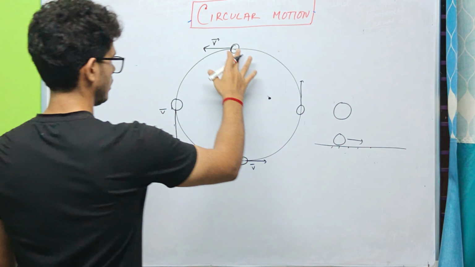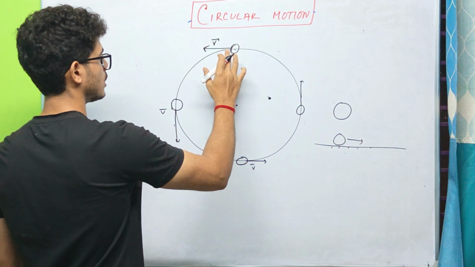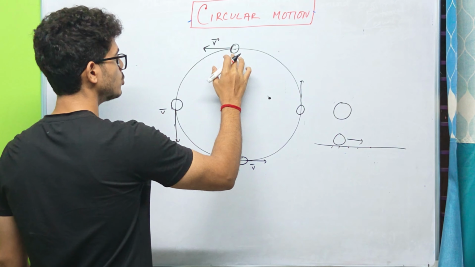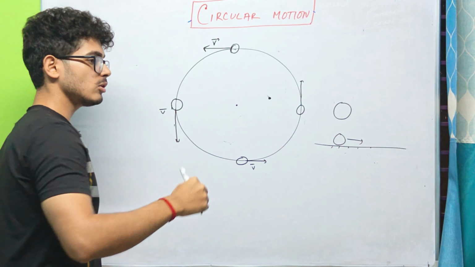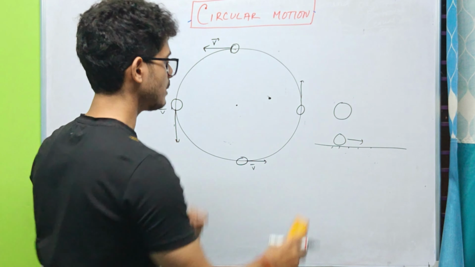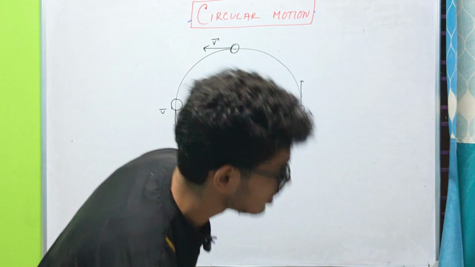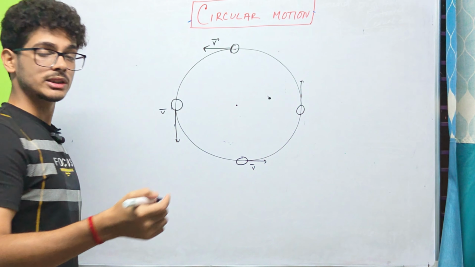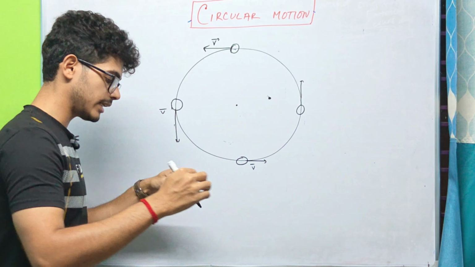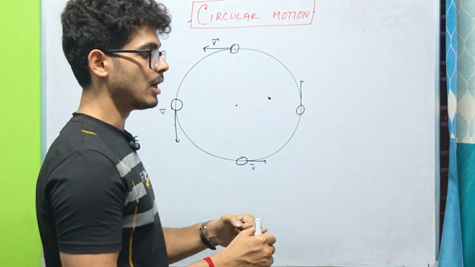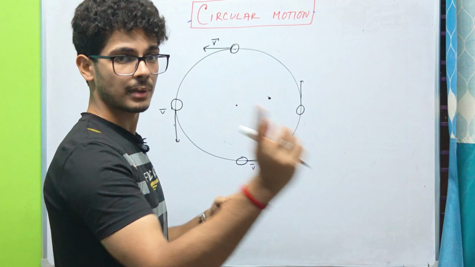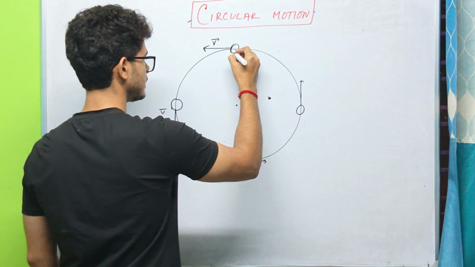So to move in the circular path, some constant force is required. If we talk about that constant force, something should pull it, or something should make it hold in that path. So what is that force?